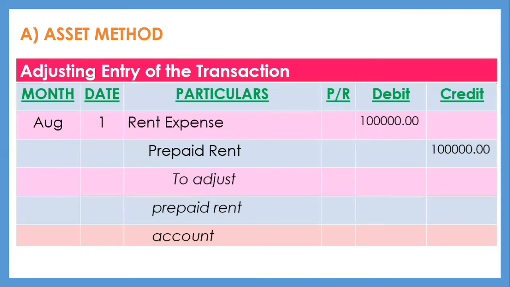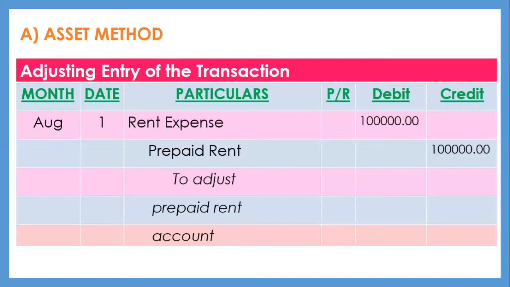First is the asset method, and second is the expense method, depending on which method the company is employing. Now, first, let's have the asset method. If the company is using the asset method, your debit side in the adjusting entries should recognize the expense amount. So in our example, using the asset method, our account to be debited is rent expense, because again, I would like to reiterate, if we are employing the asset method, we should recognize the expense amount.